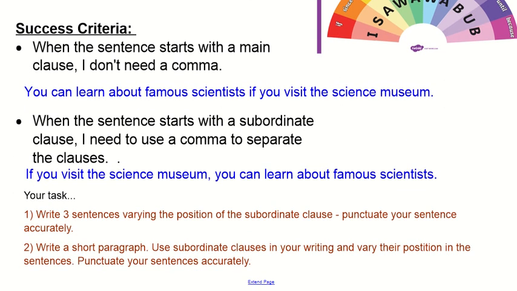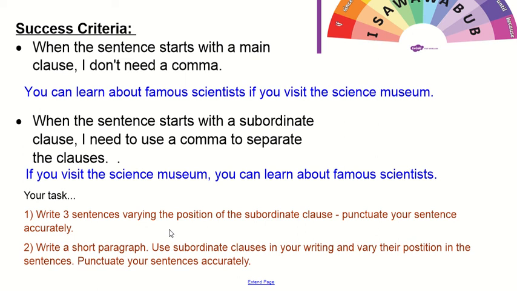Now, your task year 5 and 6, you have 2 options, and I really do trust you now to pick the option that is going to challenge you. Think back to what I said at the start of the video about our gateway being all about challenging ourselves, making sure that we're pushing ourselves to be the best learners possible. So here are your 2 options. Write 3 sentences varying the position of the subordinate clause. Punctuate your sentence accurately. Option number 2, write a short paragraph. Use subordinate clauses in your writing and vary their position in the sentences. Punctuate your sentences accurately.